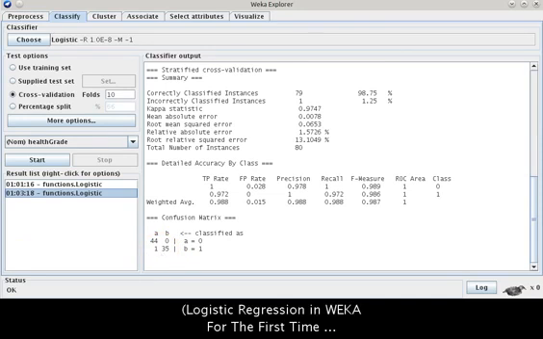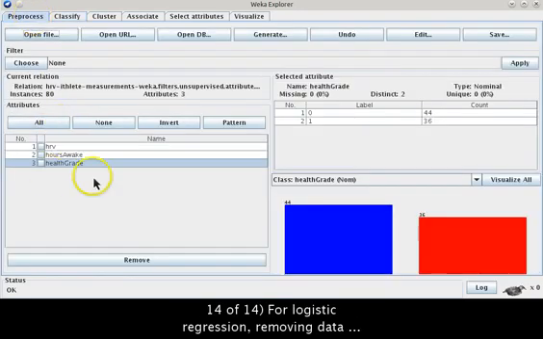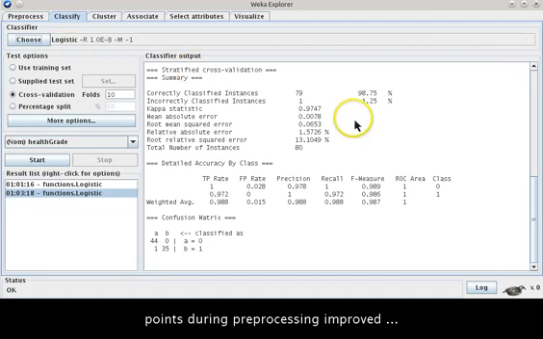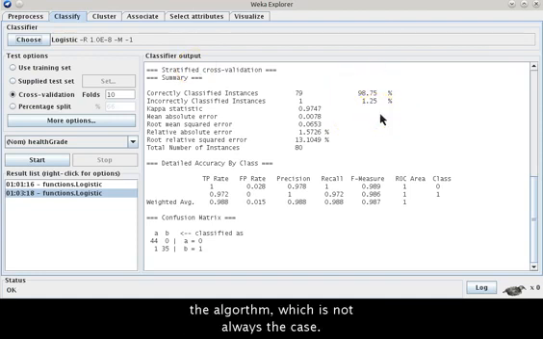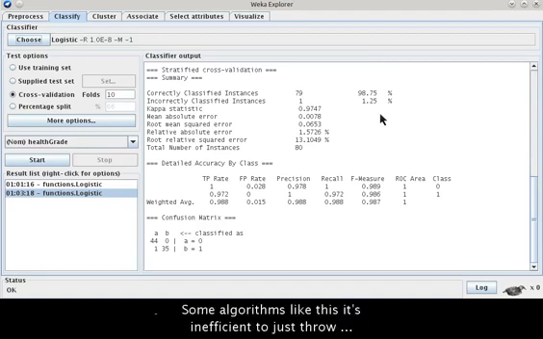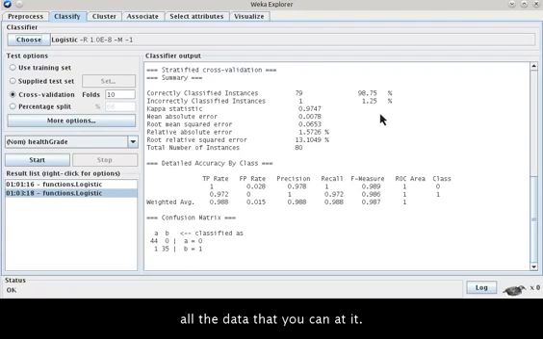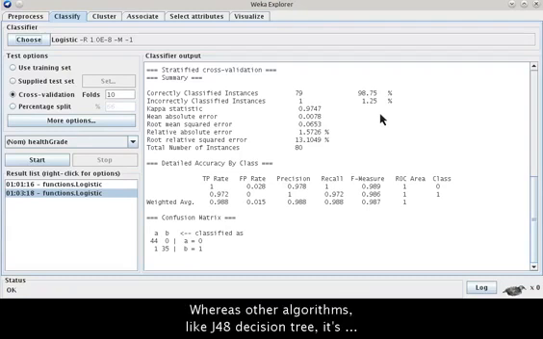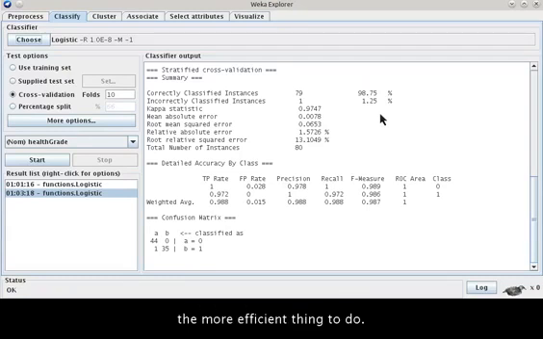For this logistic regression algorithm, removing data points during pre-processing improved the algorithm, which is not always the case. And this was another one of those first time seeing it in WEKA lessons. Some algorithms like this, it's inefficient to just throw all the data that you can at it. Whereas other algorithms, like J48 decision tree, it's the more efficient thing to do.